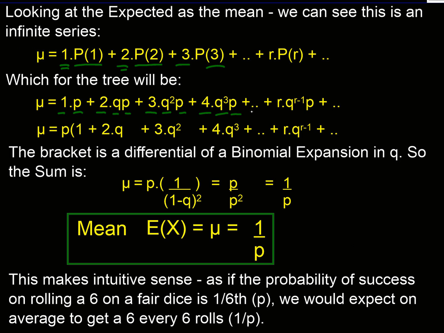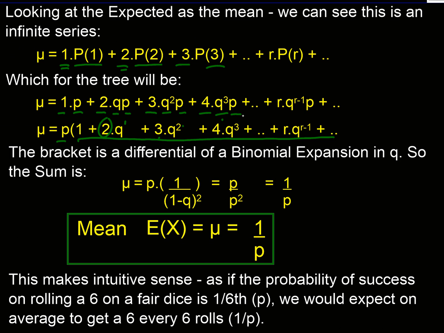Now you can probably see, just looking at this series, that P is a factor, so I take that out the front. And I'm left with this shorter series, which is actually the differential of a binomial expansion. You can probably see it's a differential because I've got a 2 here with a power 1. I've got 3 in front of a Q squared. So if I integrated this equation, I would get Q cubed, wouldn't I? And here I'd get Q to the 4 in this term here.